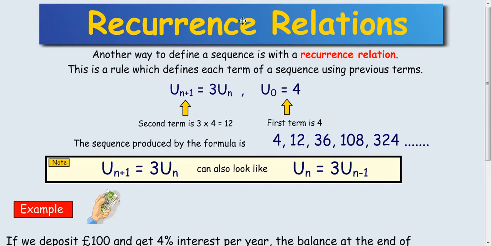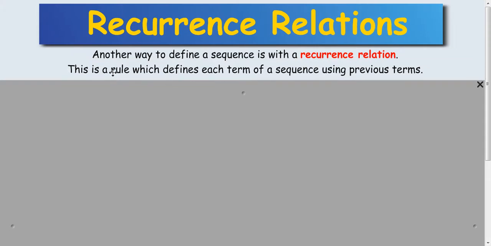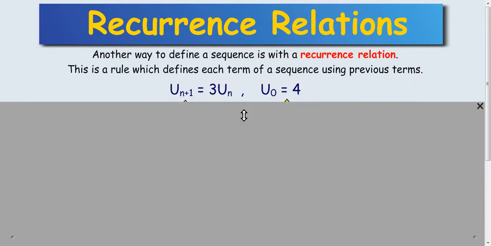Okay, moving on to this topic, which is called recurrence relations. Now, a recurrence relation is another way to define a sequence. Reading this bit, it says it's a rule which defines each term of a sequence using the previous term. So you need to know the previous term to get the next one with a recurrence relation.